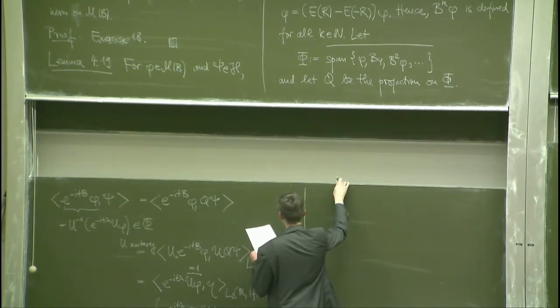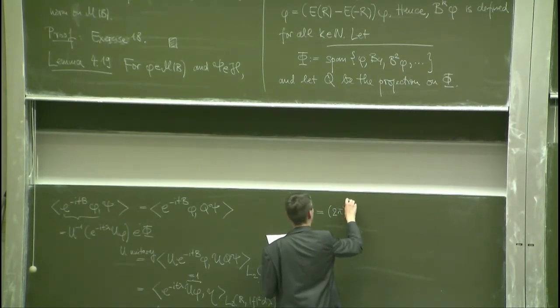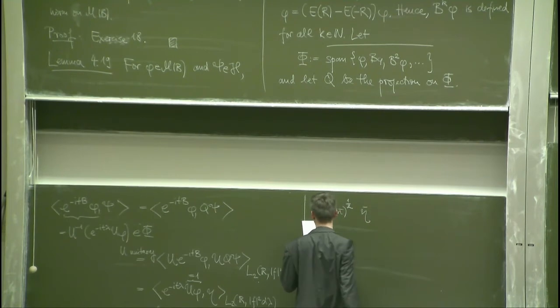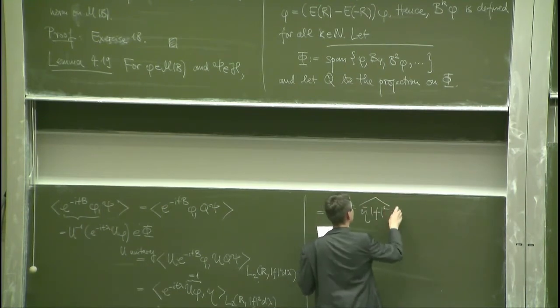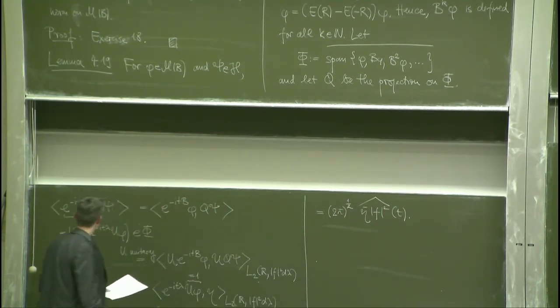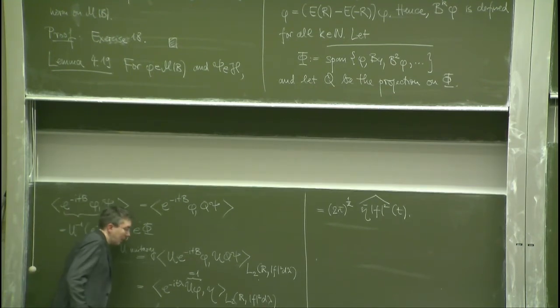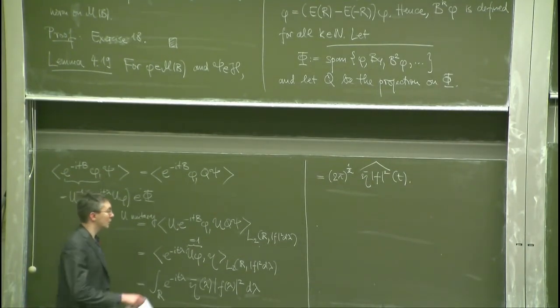So this is nothing but 2 pi to the power of 1/2, and here we have the Fourier transform of eta bar, absolute value of f to the power of 2, and the Fourier transform of this object as a function of t. Yeah? This here is simply a Fourier transform. So we can write it like this.